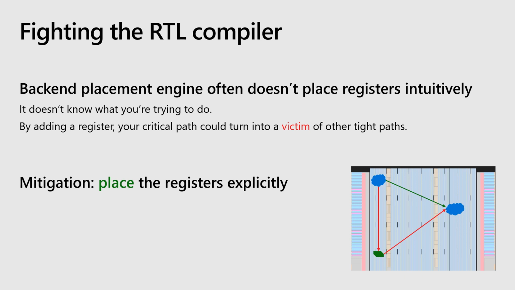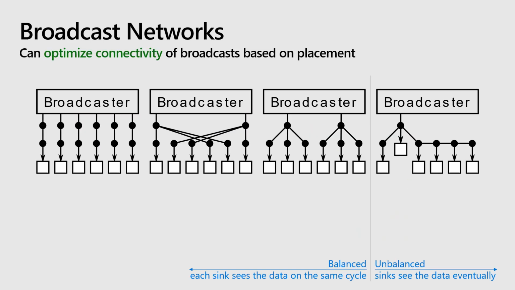It doesn't know what you're trying to do, so it places registers in absolutely confounding places. So the mitigation here is to place the registers explicitly. Once we have the ability to somewhat accurately estimate wire delay, we can start doing interesting things like optimizing the connectivity of broadcast networks.